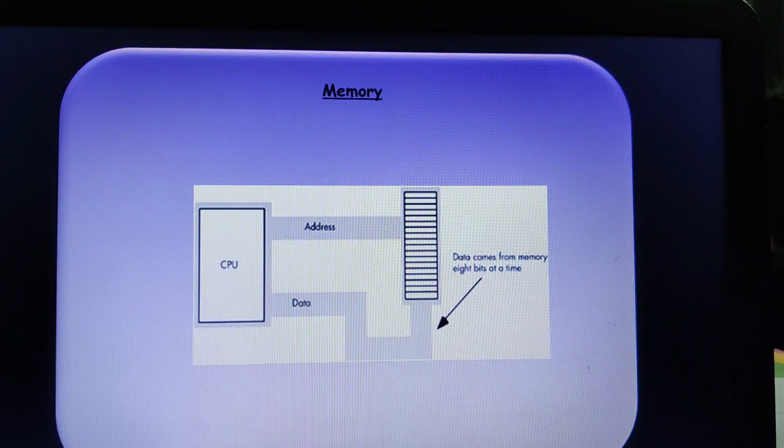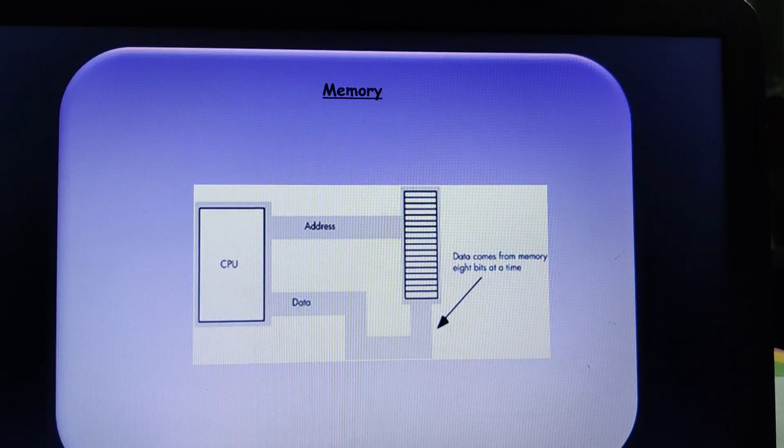So we have seen that the bus is nothing but a collection of parallel wires that form a pathway in order to carry the address, in order to carry the control signals. It will carry the data plus the address plus the control signals.